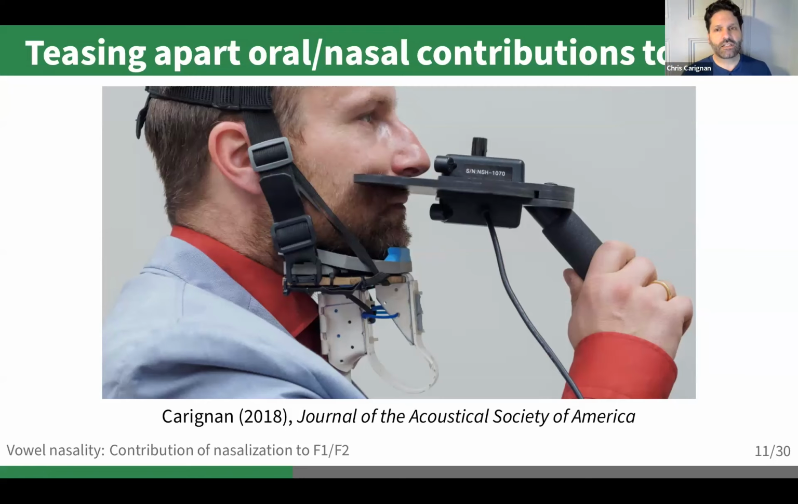Importantly, for later on in this talk, it does this in a way that, unlike, for example, aerodynamic equipment, like a mask that you might wear to get nasal flow, this doesn't impede the acoustics at all. So if somebody is holding this on their upper lip, their speech sounds the exact same as if they weren't. So that's the nice thing about this.